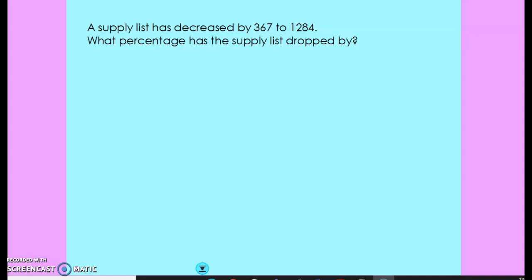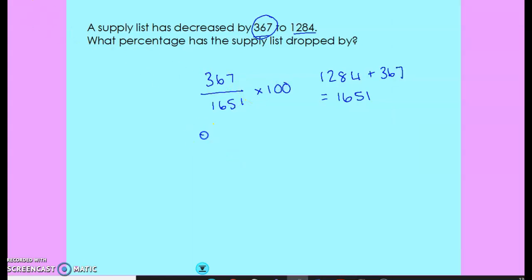Right, we've got one last question to do. Let's see if we can fit it in before I get cut out. Supply list is decreased by 367 to 1,284. What percentage has the supply list dropped by? So that's how much it's decreased by. So it's decreased by 367. I need to add these together to get my total, which is 1651. So we do our 367 divided by 1651 times 100, which comes out as 20.